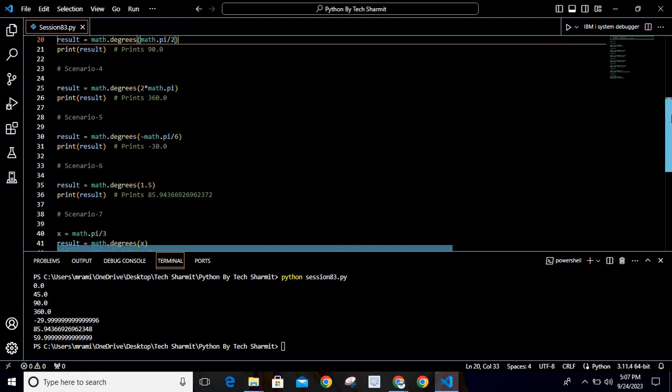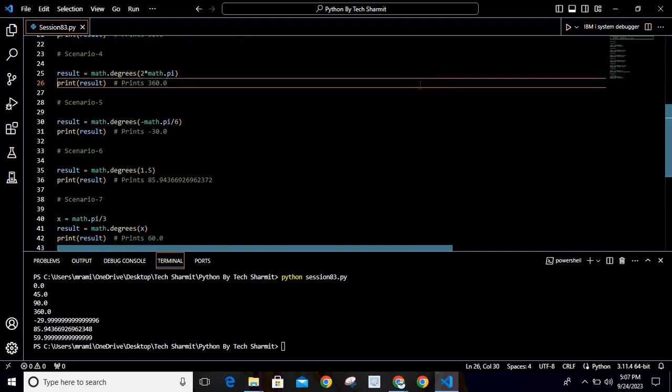Now focus on the fifth scenario. In the fifth scenario we are passing the value in negative terms. You can see we are providing a negative value, negative math.pi by 6. So it will calculate the output in terms of pi divided by 6, and then it will calculate the equivalent degrees. So the output is 29.99. Clear?